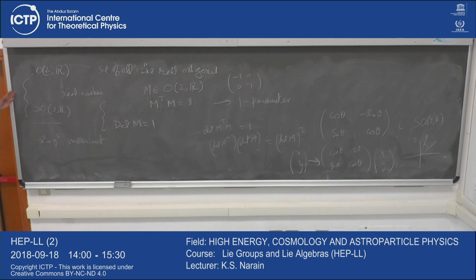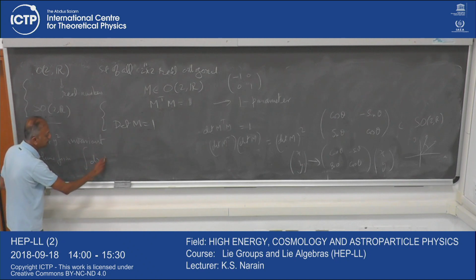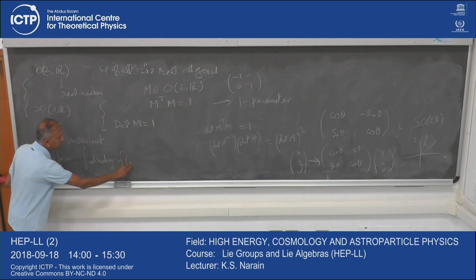So one way to define O2R and SO2R is as a group of linear transformations which leaves this length square invariant. Now, what's the difference between O2R and SO2R? If I consider a volume form, meaning an integral dx dy of some function of x, y.